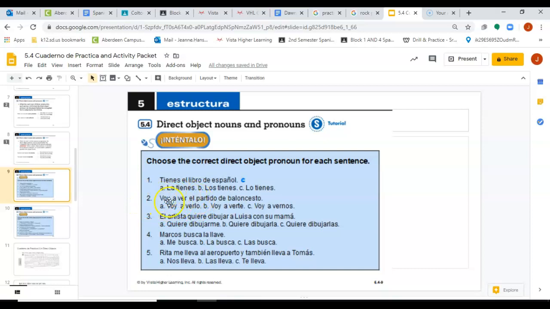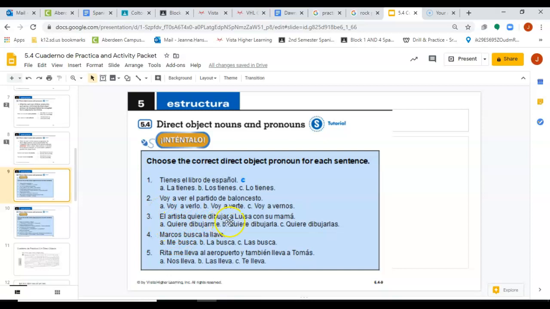Number 2, we have two verbs. Do you see that? Verb 1, verb 2. I am going to see the basketball game. So we want to change it to I am going to see it, right? So over here, el partido, it's singular, it's masculine, okay? So I am going to see it, we know that we have to use lo, right? Well, it helps that the only one they give you that's that possibility is A, right?